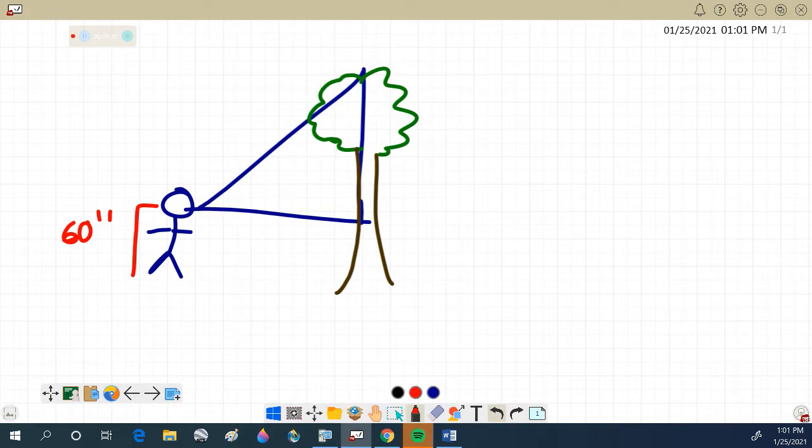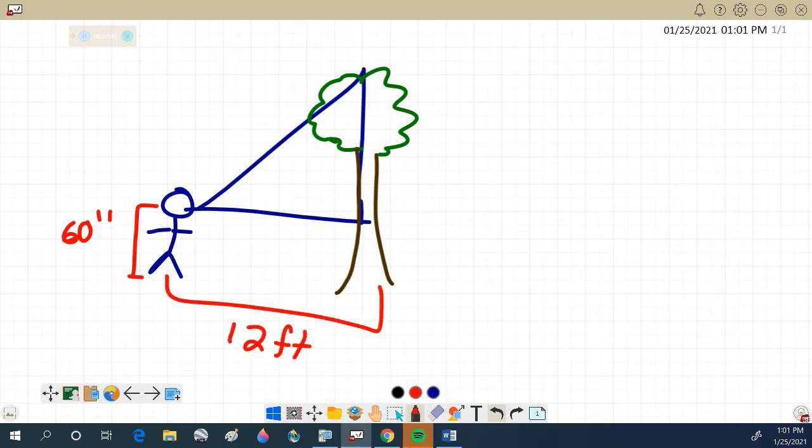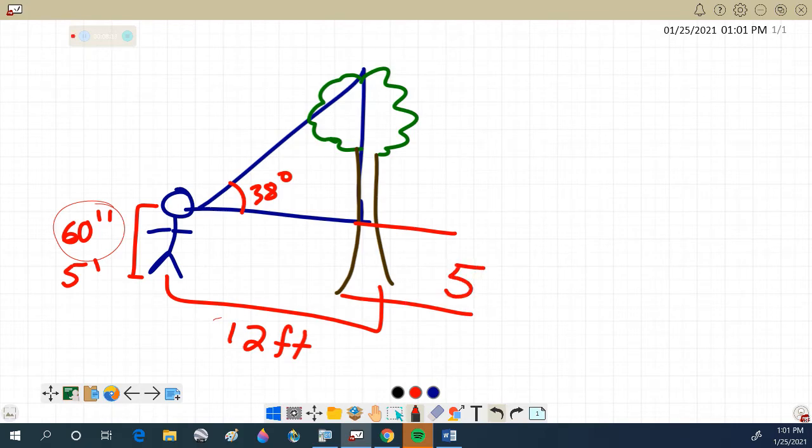All right. So let's say you're standing outside. You want to know how tall a tree is. You are standing 12 feet from the tree. Your eye is 60 inches off the ground, and you're using some kind of angle measuring device, and you figure out that angle is 38 degrees. How tall is the tree? So I could convert this into feet. 5 feet. So I'm going to stick that here. And this is 12 feet, and I need to find x.